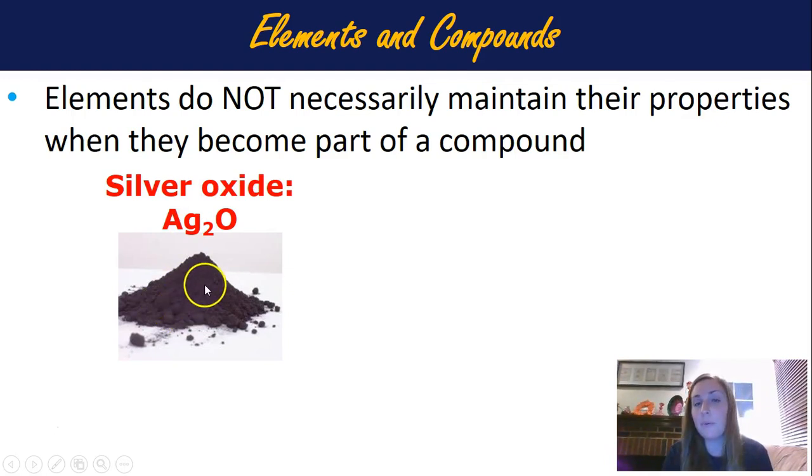So for example, it's still a solid like silver, but it didn't keep either of the colors. It's not silvery in color and it's not clear. Silver as a solid though would be kind of hard. You can hit it with a hammer and change its shape, versus this just crumples if you hit it with a hammer, silver oxide. So it really doesn't take the properties of silver or oxygen. It has brand new properties all its own as a compound.